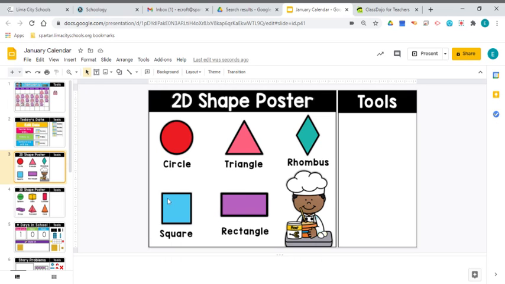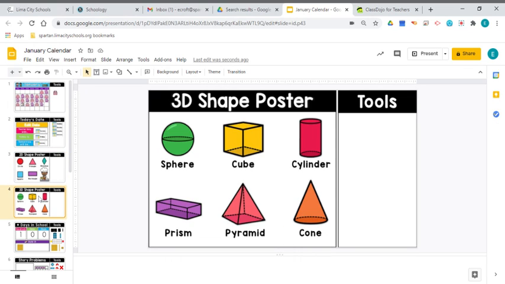Well, a square has 4 sides that are all the same size. This side is just the same length as this one, and this one, and this one. But a rectangle has 2 short sides and 2 long sides. Sing the rectangle song, 2 sides short and 2 sides long. That's the difference between a square and a rectangle.